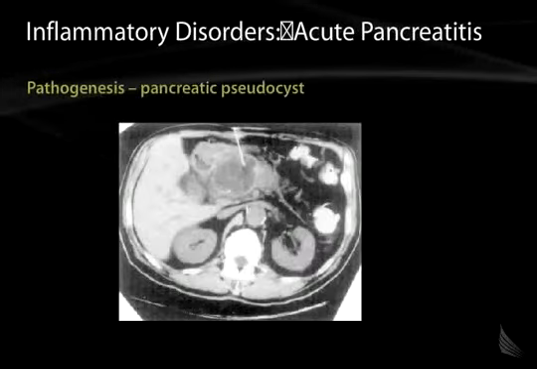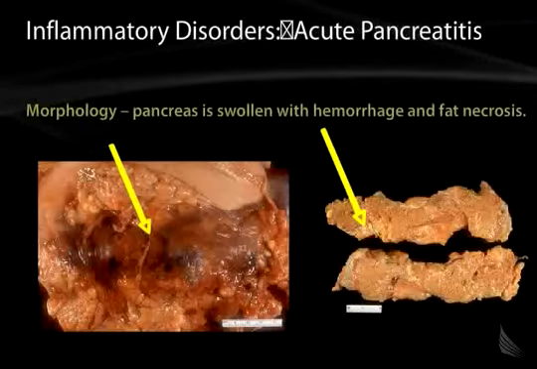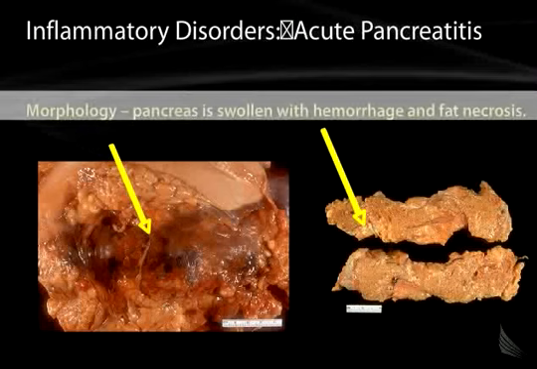Here's a picture of a CT scan showing a large pancreatic pseudocyst. Here are two gross specimens showing acute pancreatitis. Notice that the pancreas is swollen with hemorrhage on the left and fat necrosis on the right.